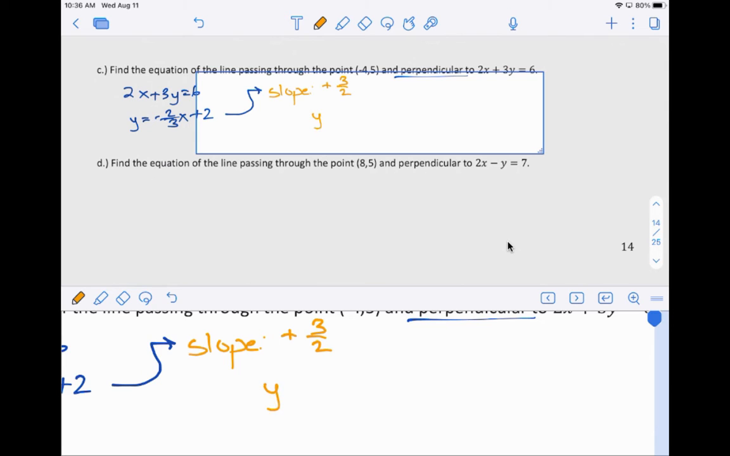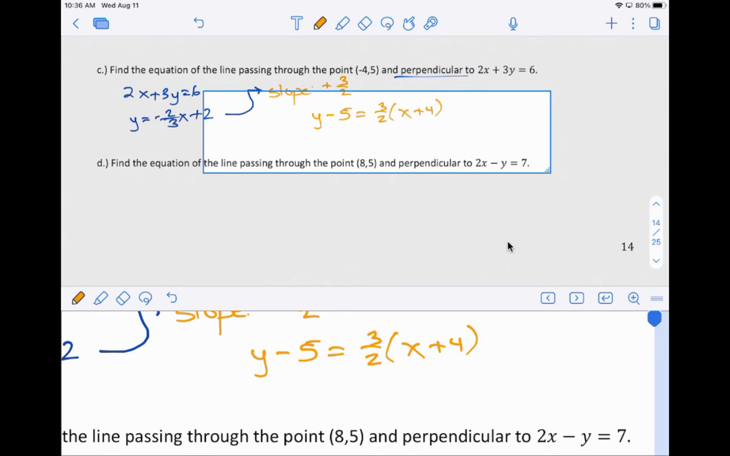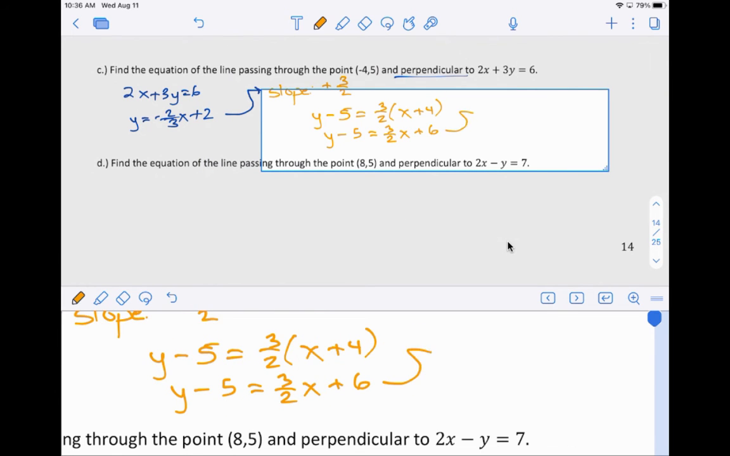Now I've got the same ideas as last time. I can still use point slope form. That will get me this equation, or I could rearrange, because really this is simplified. This is probably as simplified as it goes. That would be 12/2 is 6, okay? And then I can add the 5, and we get 3/2 x plus 11.